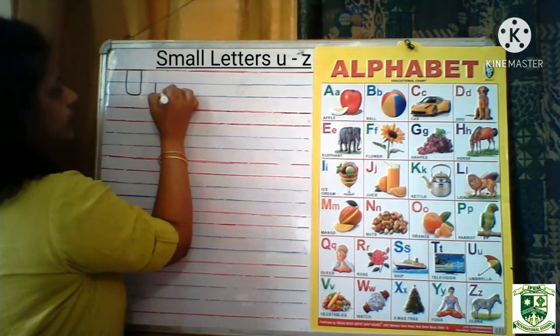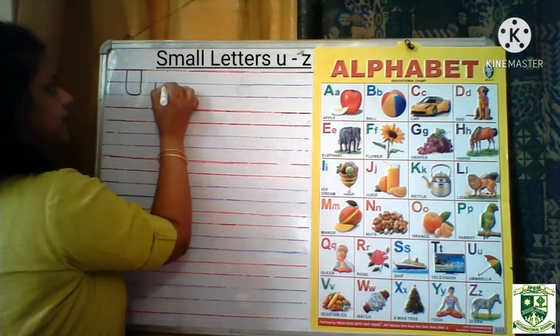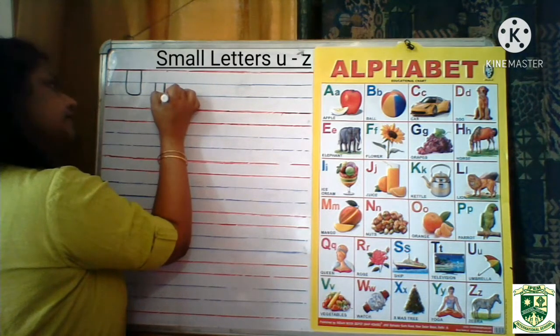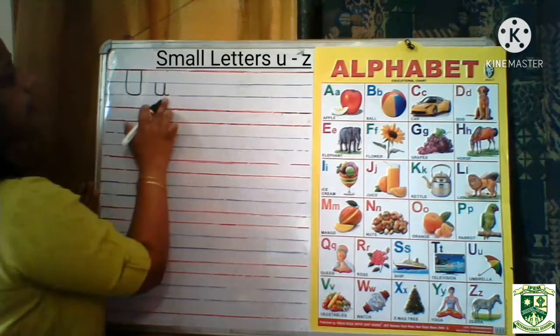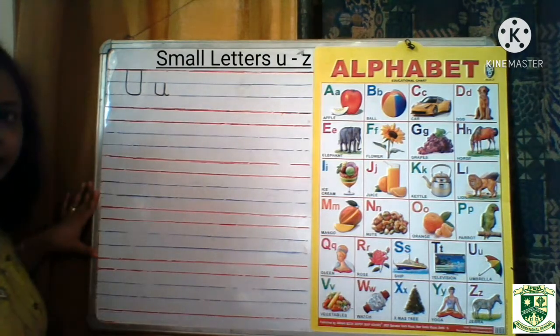Give a little curve towards the right, take it up till the first blue line, again bring it down and give a small curve like this on the second blue line. Okay, this is how we'll write small u.